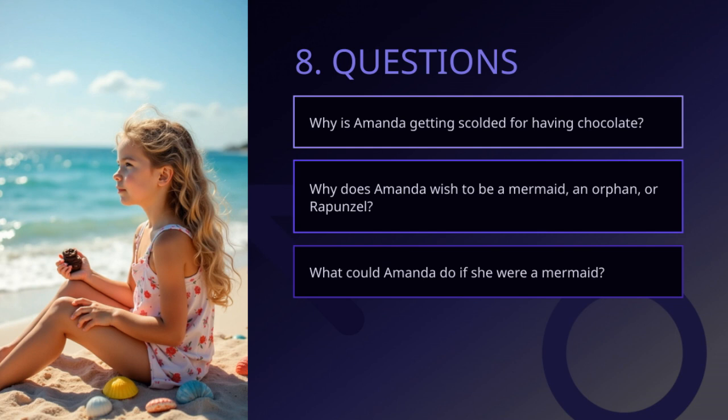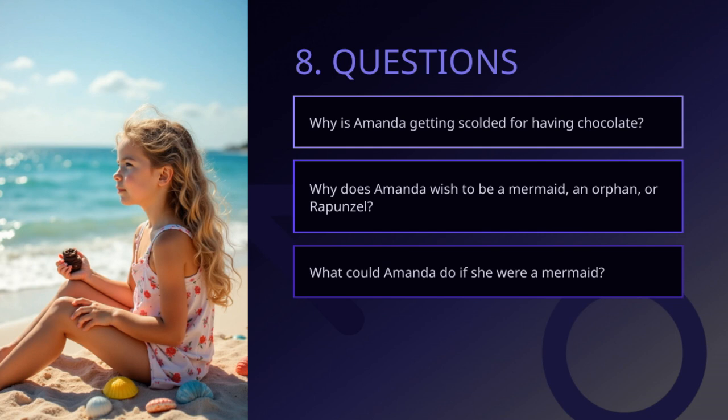Next, we consider why Amanda might wish to be a mermaid, an orphan, or Rapunzel. These wishes often reflect her desire for adventure, independence, or perhaps escaping her current situation. They help us understand her feelings and the reasons behind her imagination and dreams.